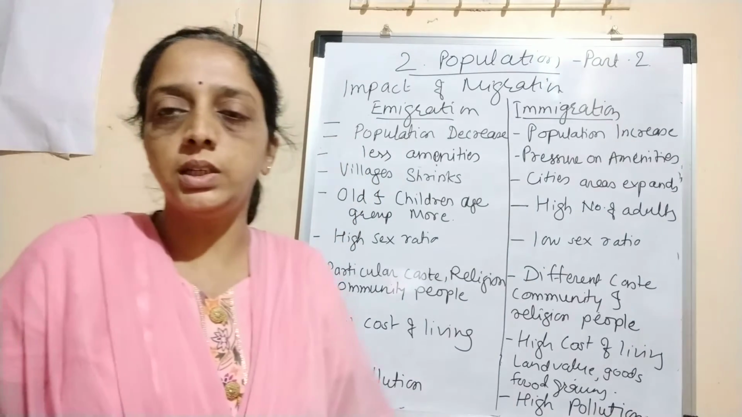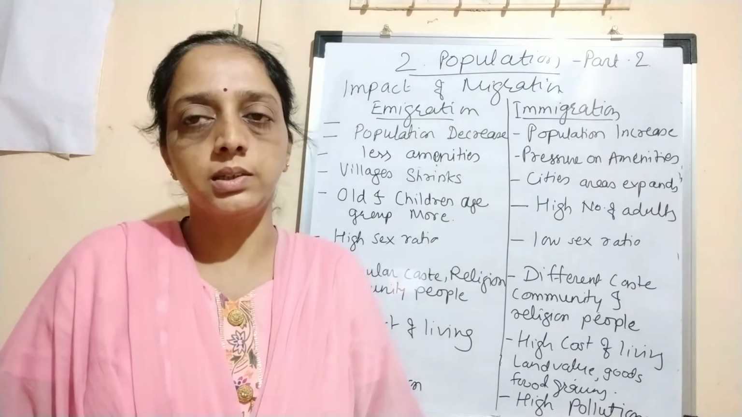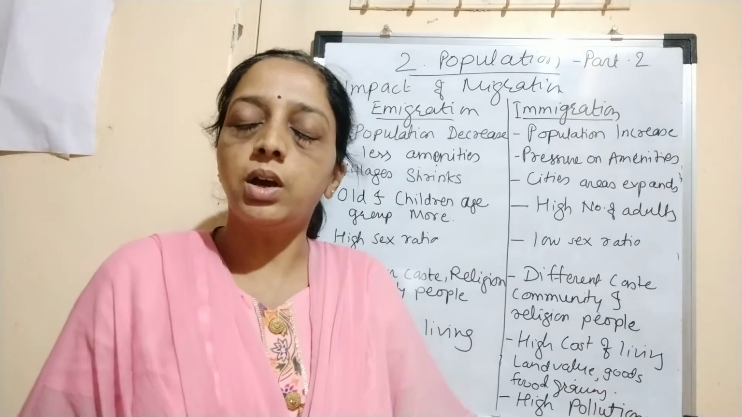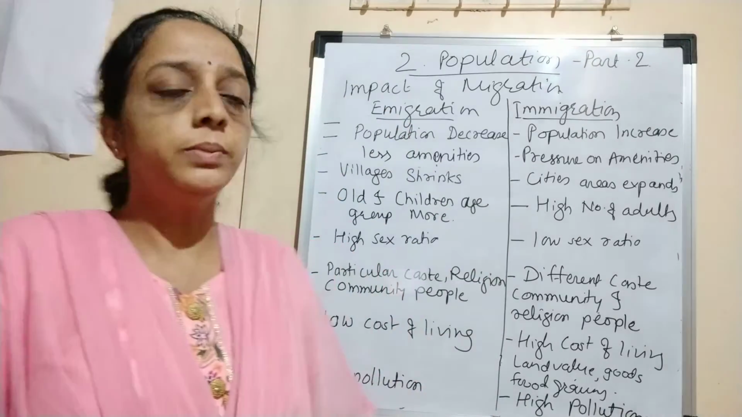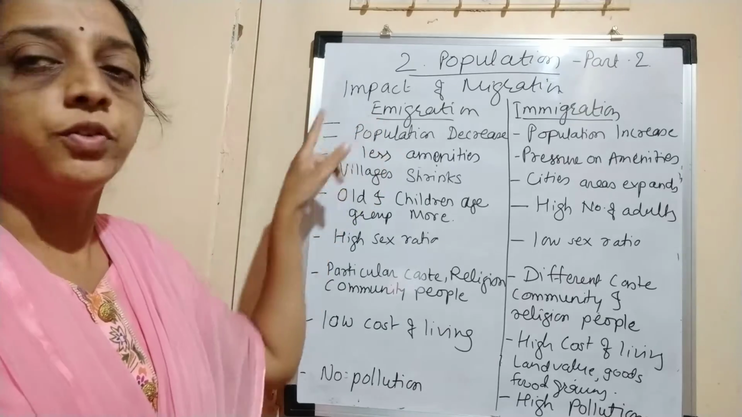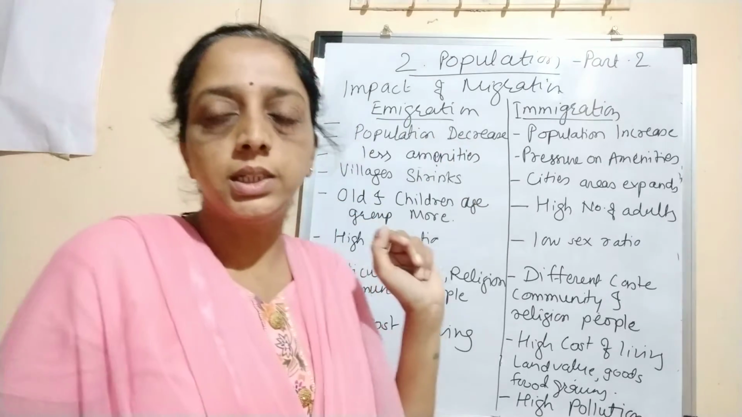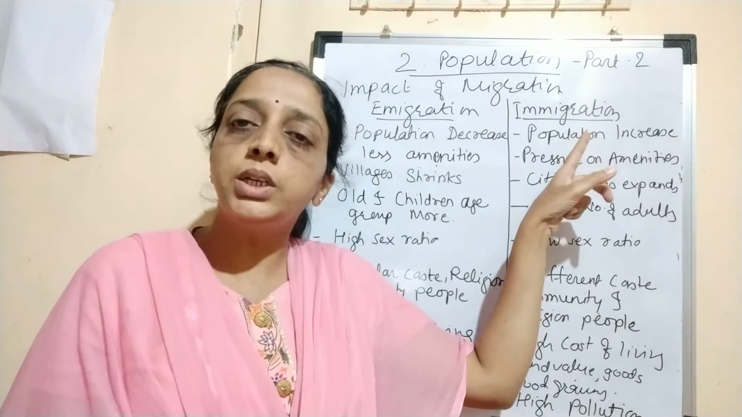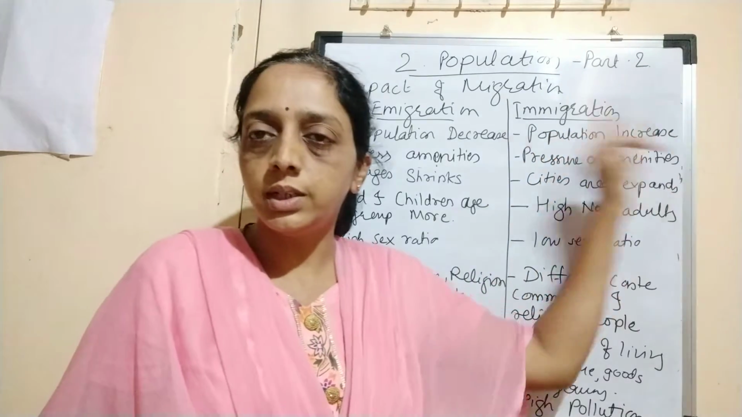First impact we see is that population increases or decreases. In the emigration area, where people are going out from the region, we see the population decreases. But in the areas where population is coming into the region, population increases.